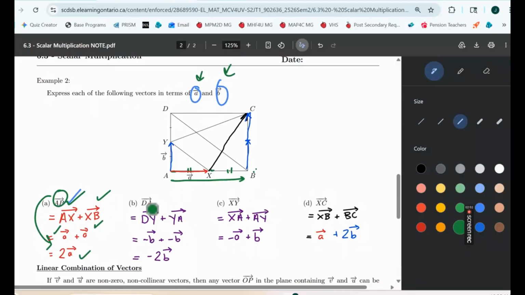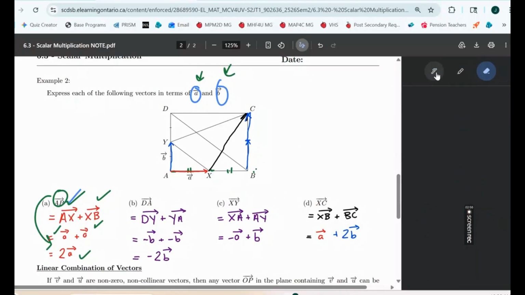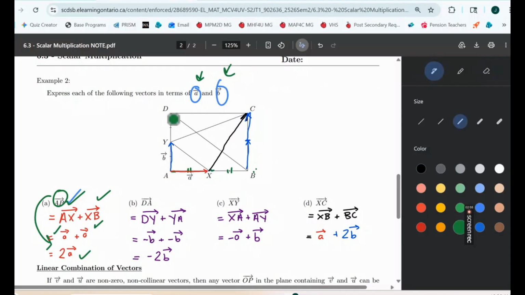How about DA? We're looking from vector D to vector A. You can already see we're going to have two vector B's except in the opposite direction, so negative B vector plus negative B vector gives me negative 2B vector.